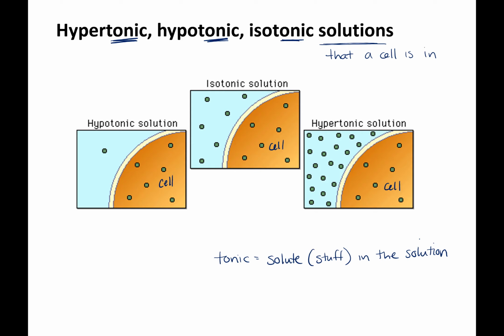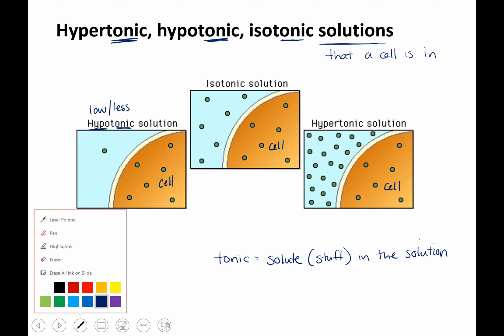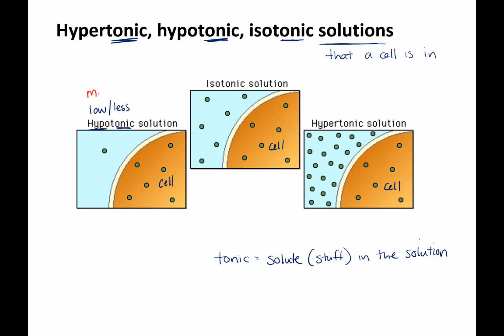And so we're looking outside the cell. Hypo means low or less. Less stuff. So I want you to see that there's only one green dot here, multiple green dots inside the cell. So this is a hypotonic solution. There's not a lot of stuff in it, which means if there's less stuff, there's more water. So a hypotonic solution has a lot more water than inside the cell.